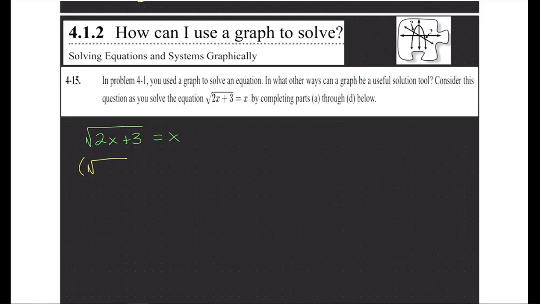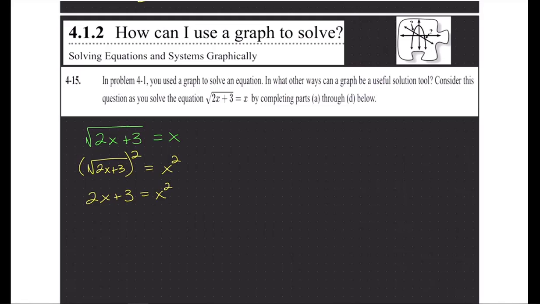So I have the square root of 2x plus 3. I'm going to put it all in parentheses and square it. If I square one side, what do I have to do to the other side? Square it. And what happens when I square a square root? You get rid of the square root. So on the left, we're left with 2x plus 3, and that's going to equal x squared.